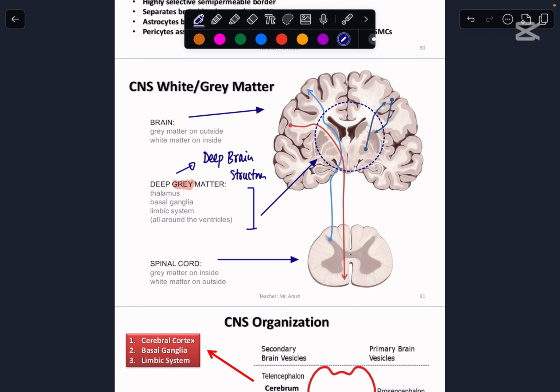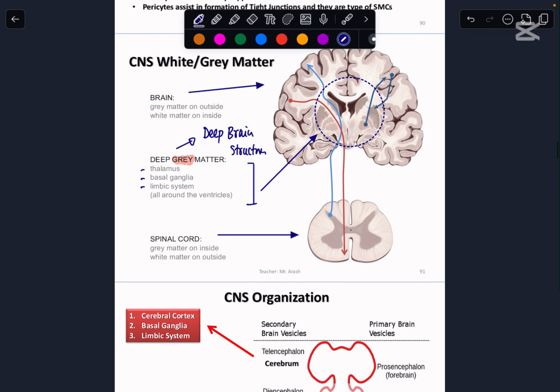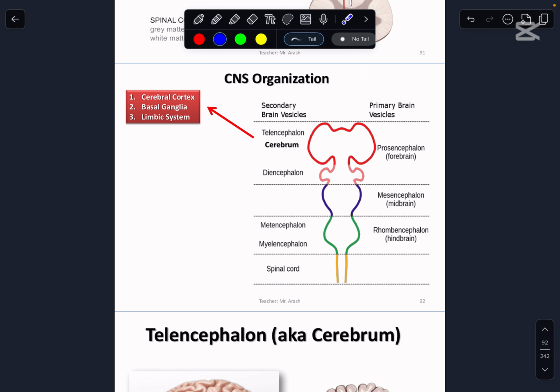And by the way, that includes, as you can see, thalamus, basal ganglia, and limbic system. We'll talk about these deep nuclei in the future slides, but what's important is that all of these three structures, the basal ganglia, thalamus, and the limbic system, are all around the ventricles. They actually surround the ventricles. Okay, so this is the overall structure of the central nervous system, right?